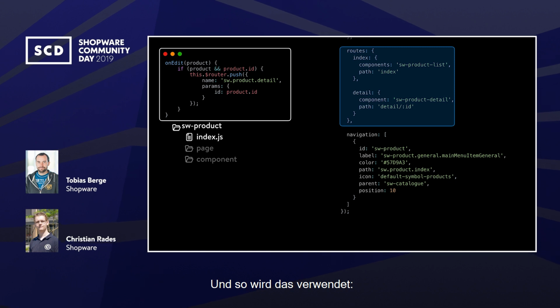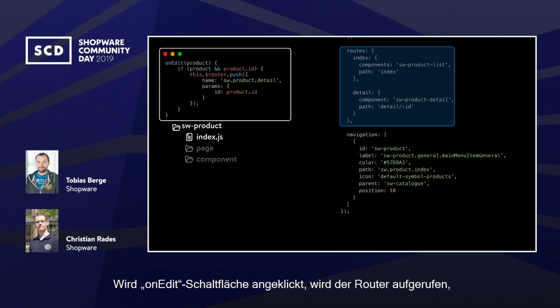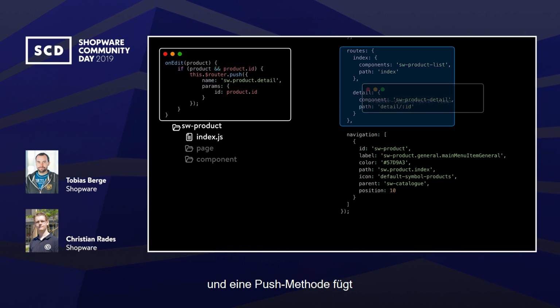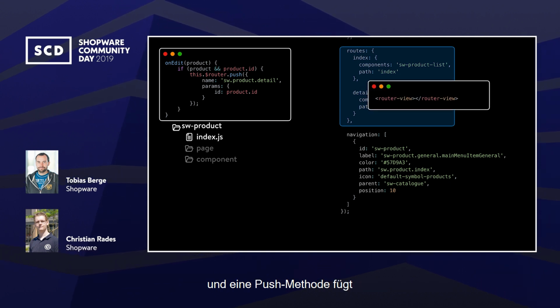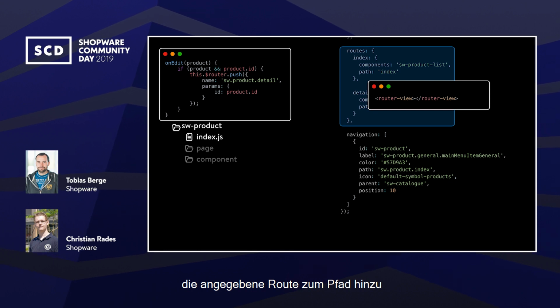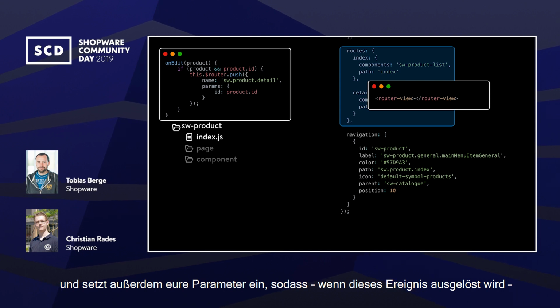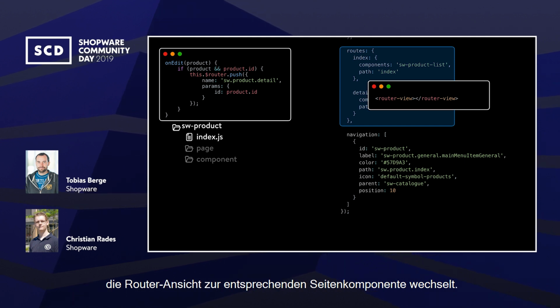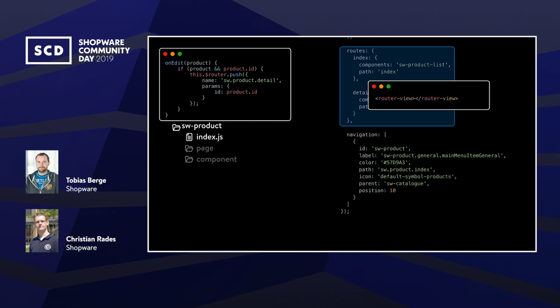So, and this is how you use it. Basically, when the button on edit is pressed, the router gets called and its push method adds the given route to the path and also gives it the parameters you want, so that when this event gets triggered, the router view changes itself to the actual page component. So it completely gets replaced by the stuff you want to show.